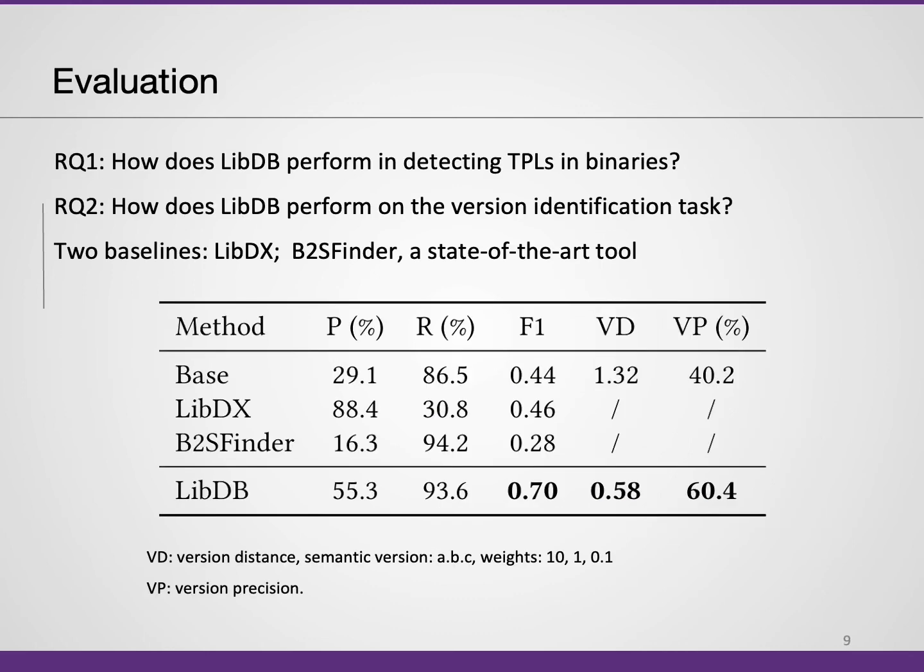We compare LibDB with several related methods to evaluate the detection accuracy. From the results in this table, we can see that LibDB outperforms all the baselines in terms of F1 score. Besides, the experimental results demonstrate that our fine-grained function features can effectively improve the performance of version identification in terms of version distance and version precision.